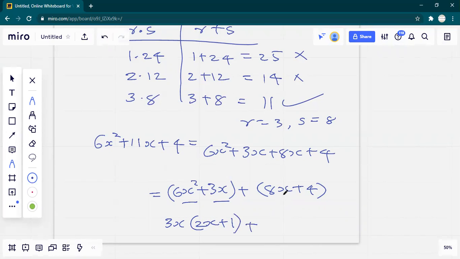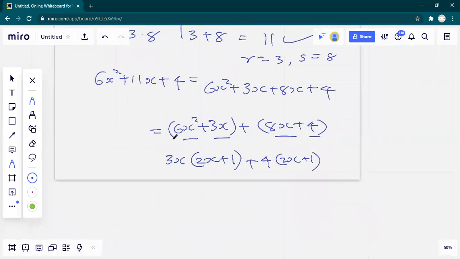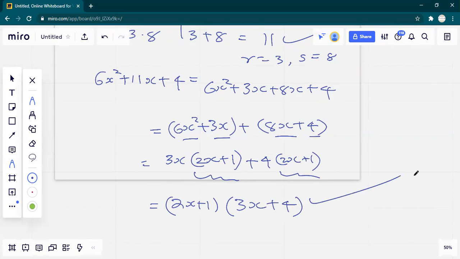Plus, take a 4 outside from these two terms. If you take 4 from 8x, you will get 2x, because 2x multiplied by 4 is 8x. If you take 4 from 4, the remaining term is 1. Now the common factor here is 2x plus 1, which you can take outside. So that's equal to (2x plus 1) multiplied by (3x plus 4). This is the factorization of the trinomial 6x squared plus 11x plus 4.